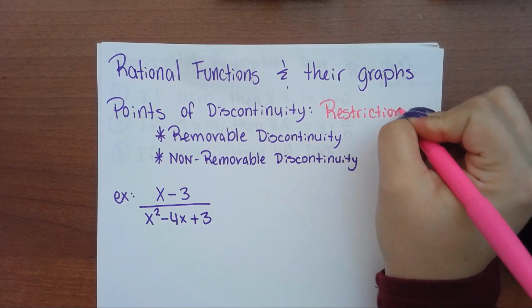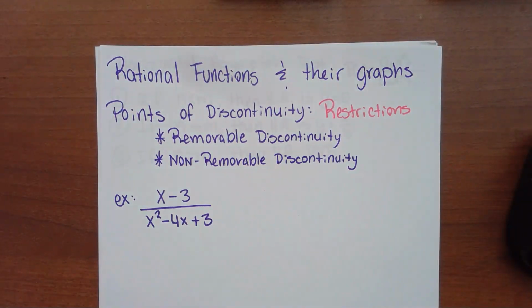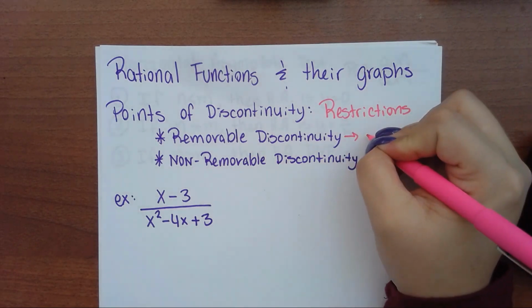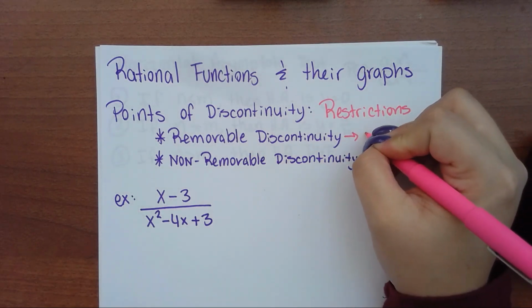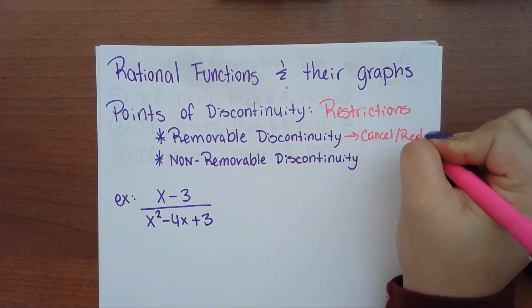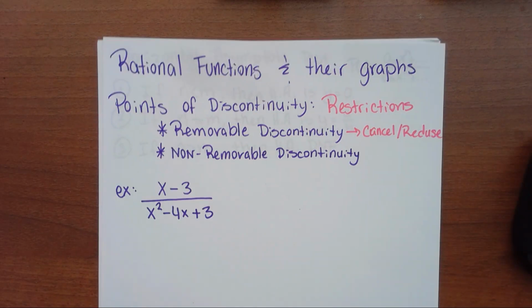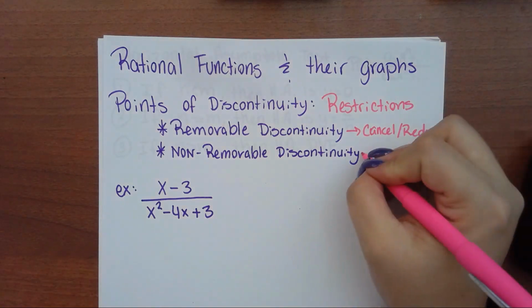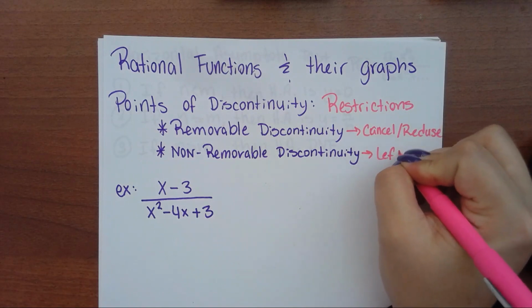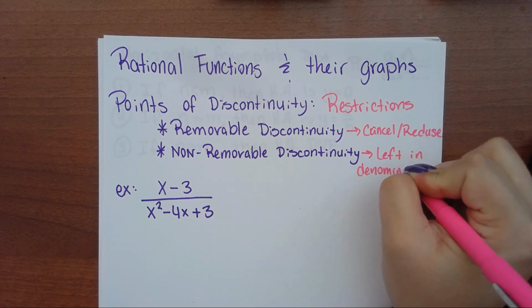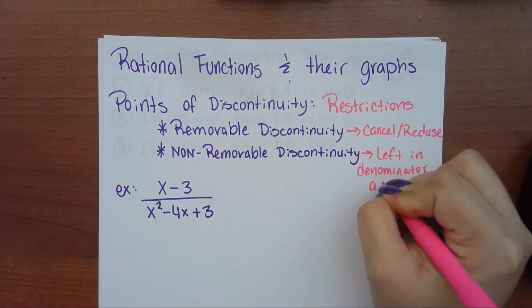So there are restrictions that can be canceled and reduced, and those are called the removable discontinuity, the ones that you can cancel or reduce. The non-removable discontinuity would be whatever is left in the denominator after reducing.